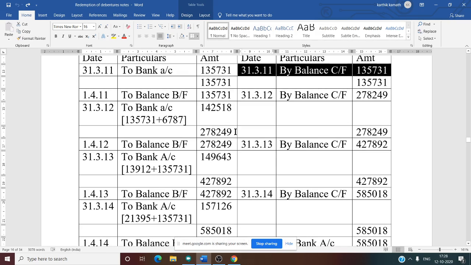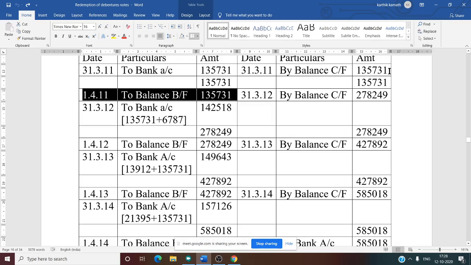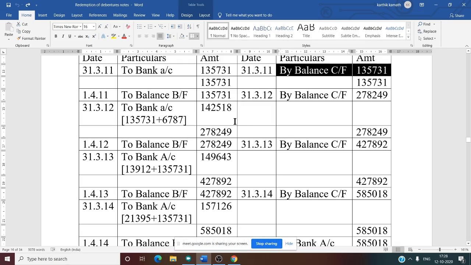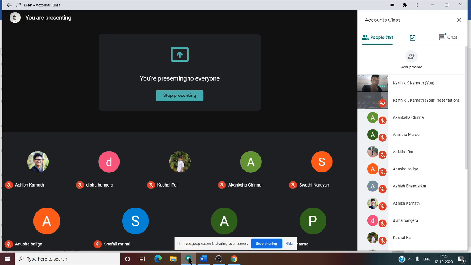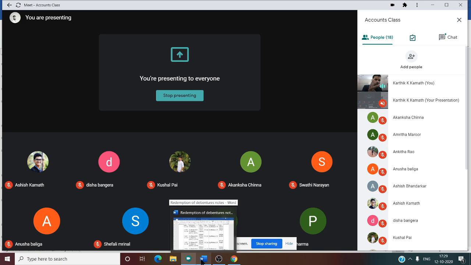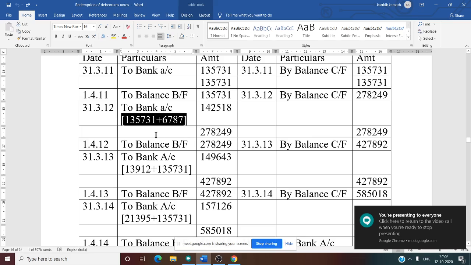Now you need to do the second year similarly. Second year opening balance is the previous year's closing balance. After that, the bank account, which is very important. In the second year, there are two items you need to write: one is the profit and loss appropriation amount, and the other is interest. So P&L account value is 1,35,731 plus interest.